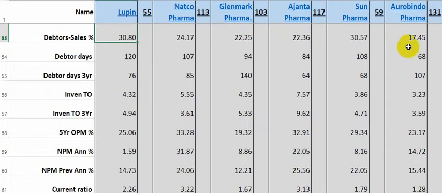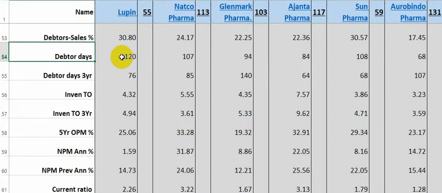which is at the borderline of our benchmark. Most of these other companies are also at less than 30%. Sun Pharma is also near 30%. The best is Aurobindo, which has managed to keep its debtors at 17.45%. Let us look at the debtor days. These are the days within which the company collects payments from its customers.